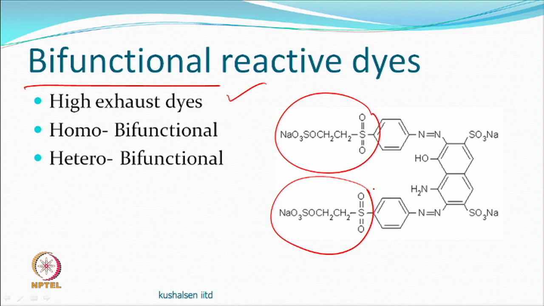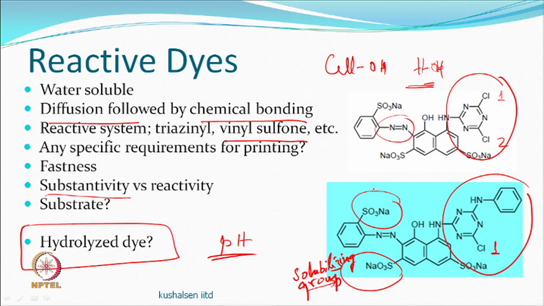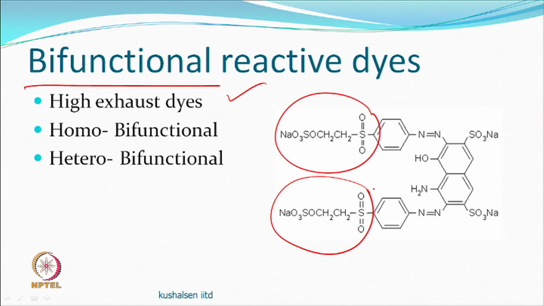You must appreciate that here there are also two chlorines, but this is not called a bifunctional dye, because these chlorines are on the same reactive group. Bifunctional dyes are the ones which have two different reactive groups. They can be homo-bifunctional, like this, where both are vinyl sulfone, or hetero-bifunctional, where one could be triazinyl and the other vinyl sulfone, or any other reactive group which you make. Those are called the bifunctional reactive dyes.